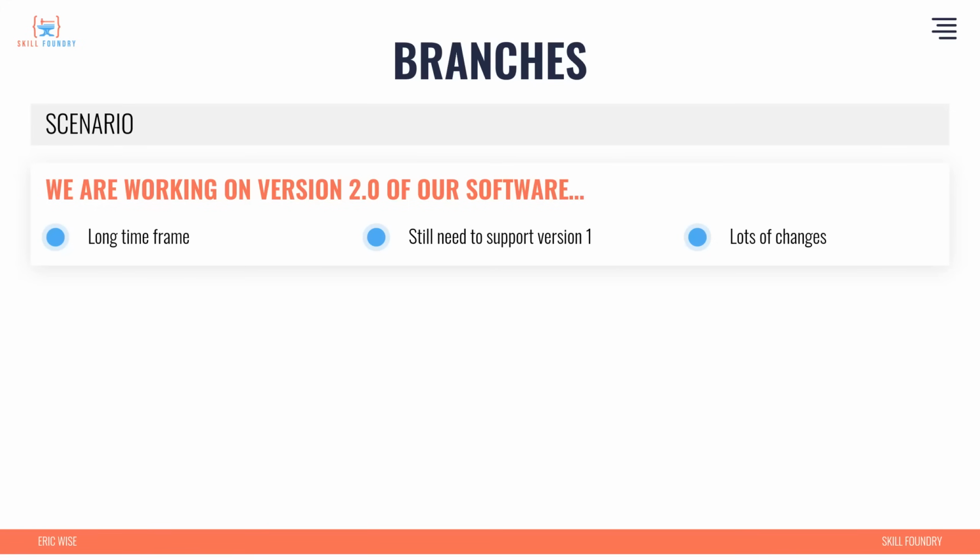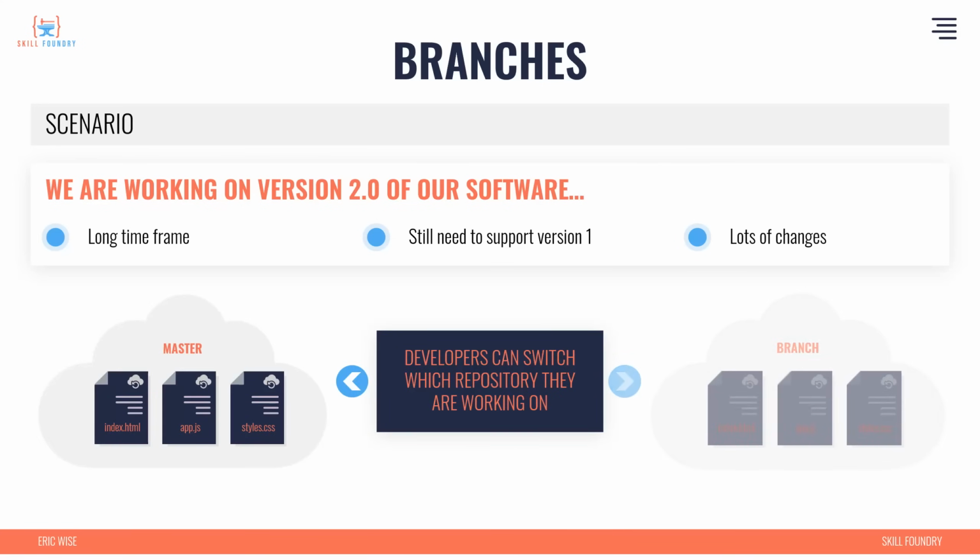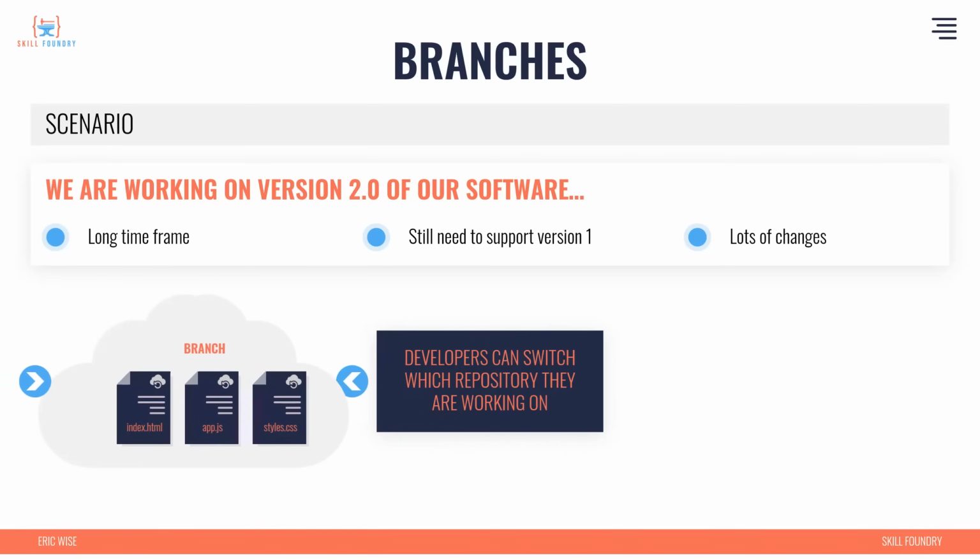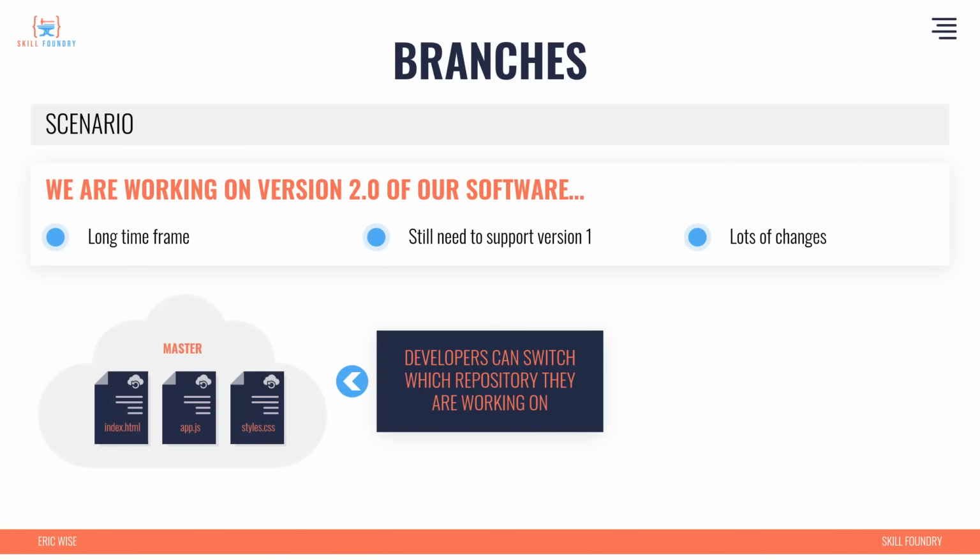So what you can do is you can tell Git to create kind of a secondary repository. You take a snapshot of your repository and it's called a branch. Then you have the original master repository and the branch repository, and your developers can switch back and forth between which repository they're working on. When they're finished, they can merge that branch all at once back into master.